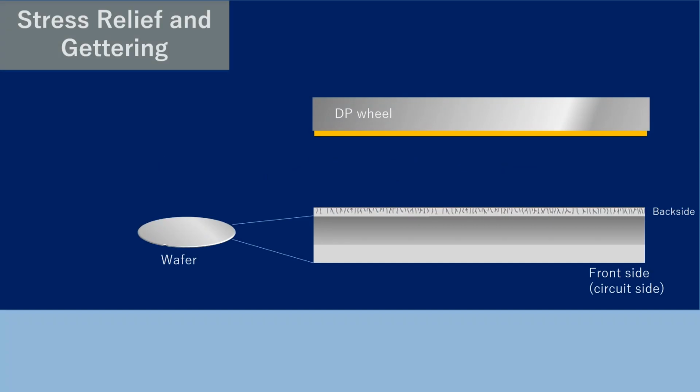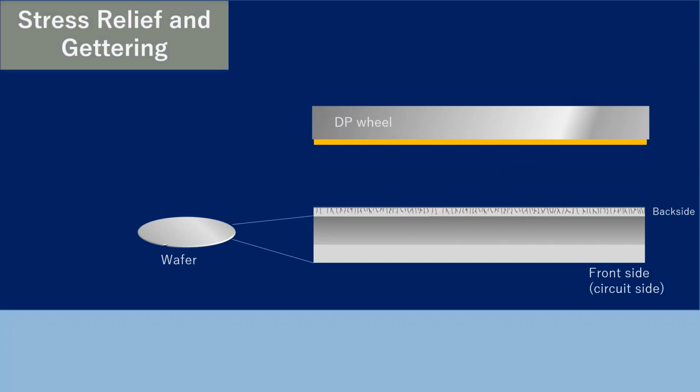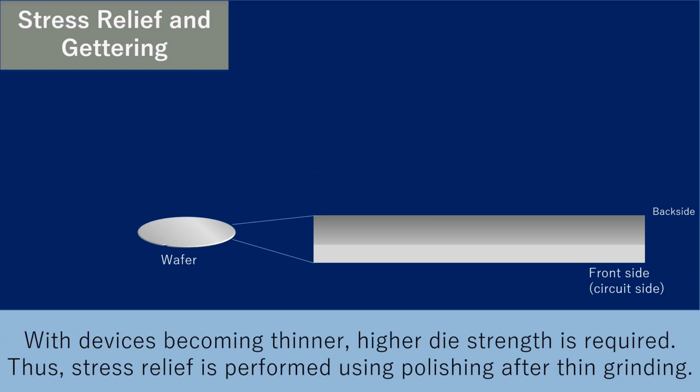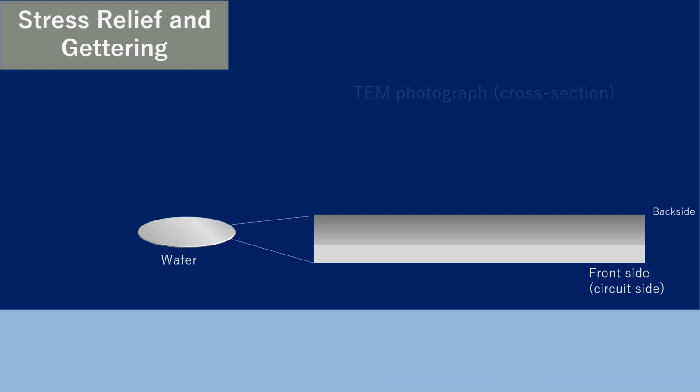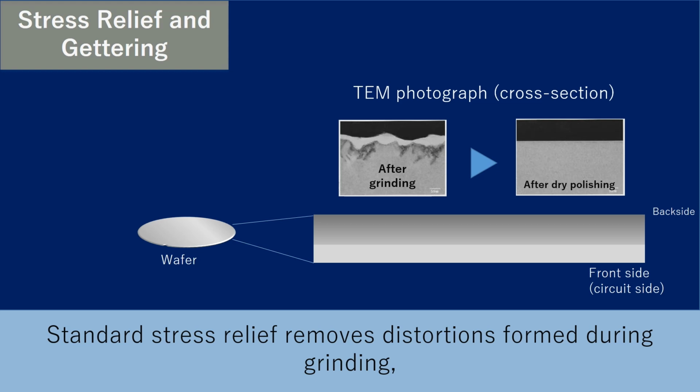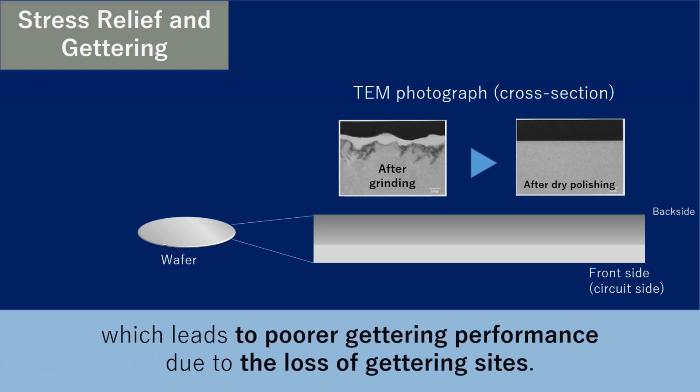Stress relief and Gettering. With devices becoming thinner, higher die strength is required. Thus, stress relief is performed using polishing after thin grinding. Standard stress relief removes distortions formed during grinding, which leads to poorer Gettering performance due to the loss of Gettering sites.